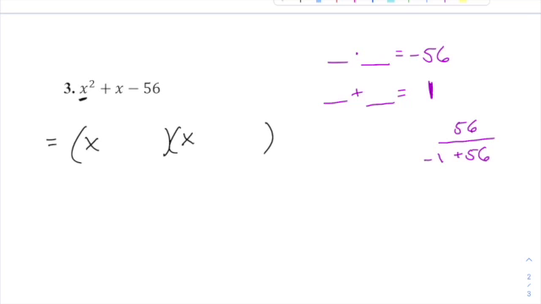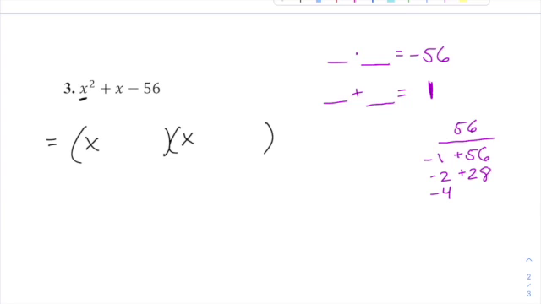That's not what you want. So think about making this number a little bit bigger. How about negative 2? And that's 28. Negative 2 and positive 28 would add up to positive 26. Does 3 go into 56? No, it does not. Does 4 go in? Yes, it does. And if you don't know this, you can test with your calculator.